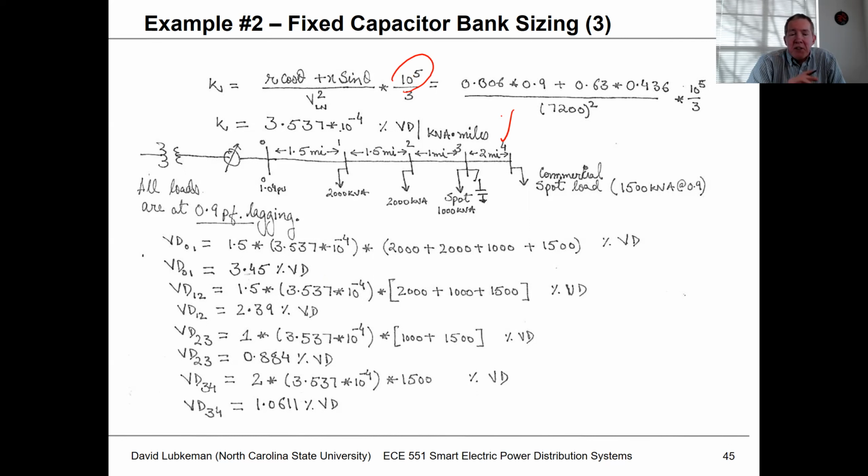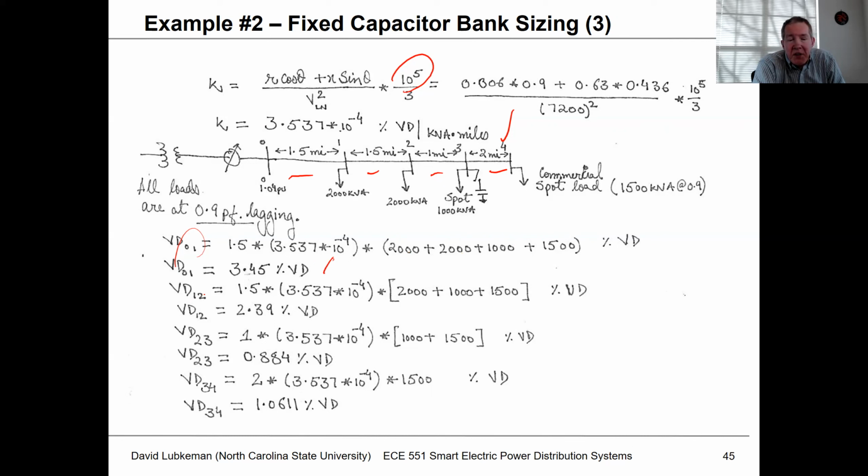And what I start off by doing is simply calculating the voltage drop across each of these different segments. So I have voltage drop from 0 to 1. It's 1.5 miles times the K factor times the net load. And the net load is just a summation of all the load, either on the segment or below that point. So this is going to be 3.45%.